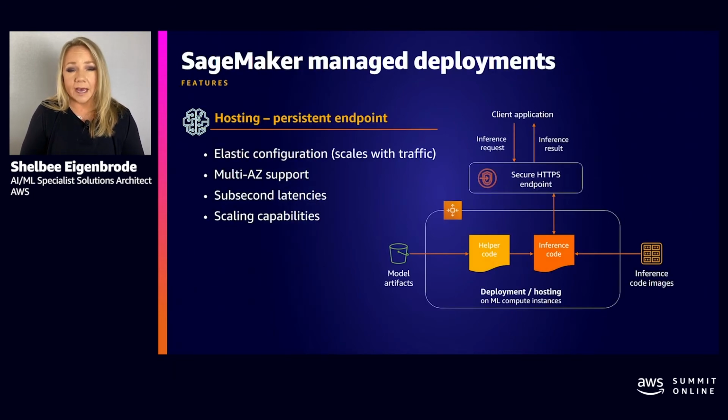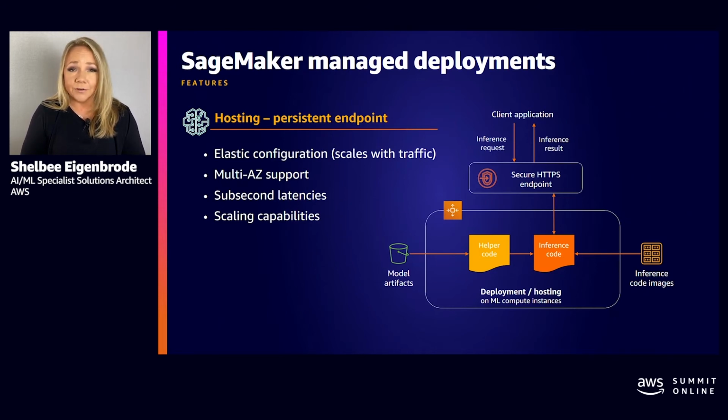SageMaker offers two main categories of managed deployment, including hosting using persistent endpoints or using batch deployments. We'll first cover hosting using a persistent endpoint, which allows you to host your model on managed infrastructure that can be scaled automatically to meet the needs of your workload demands. And it also provides support for those low latency use cases like interactive recommenders or fraud detection.